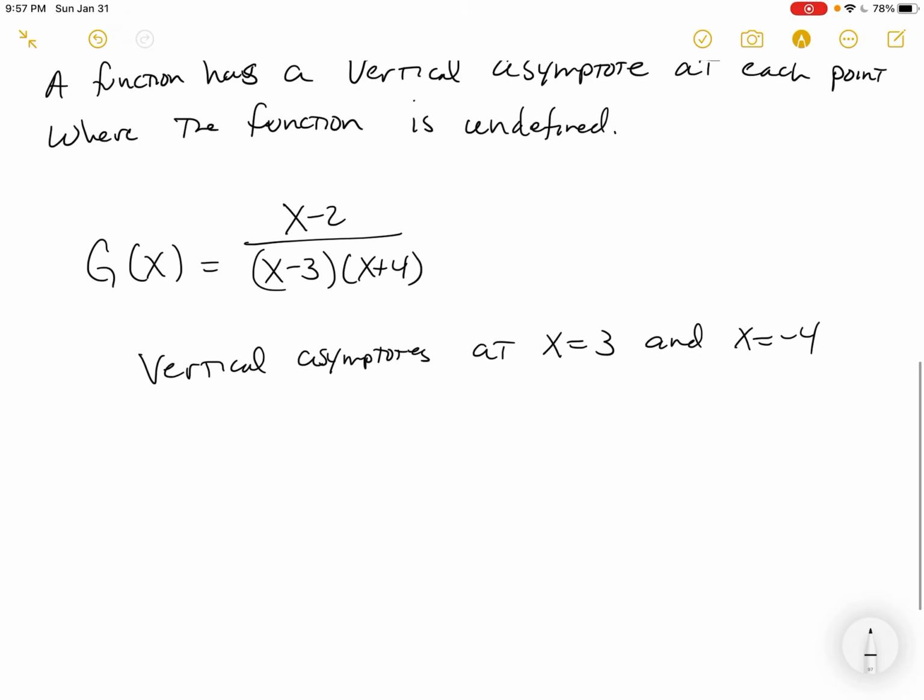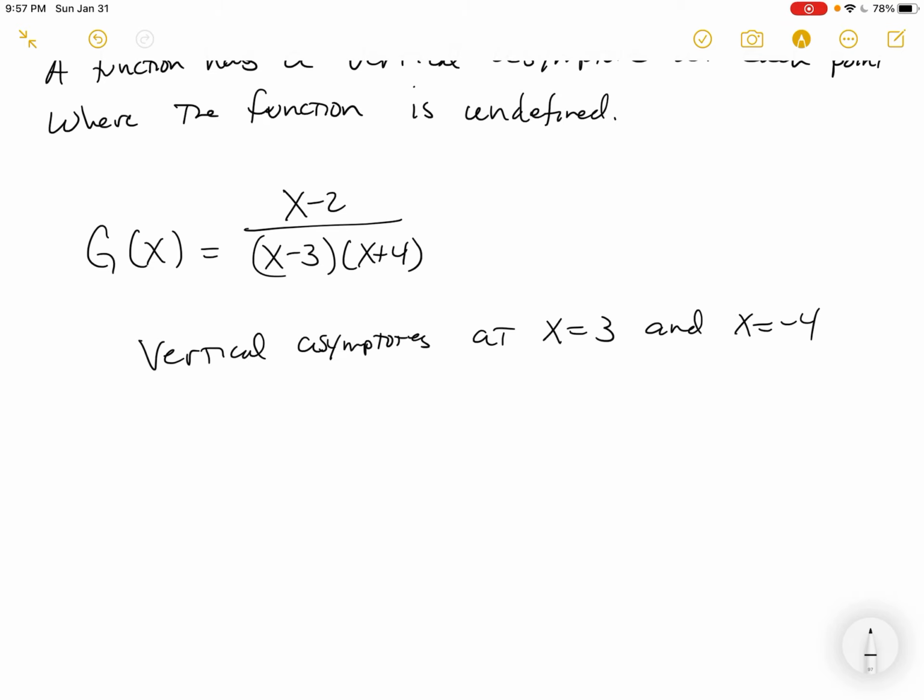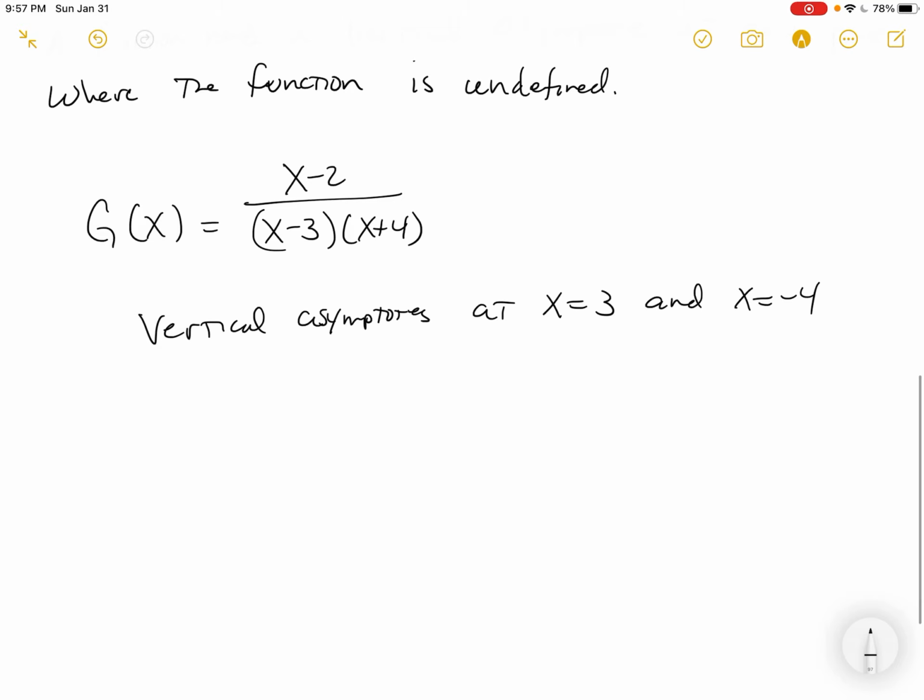Now, what are vertical asymptotes? It's probably bad that they're not having you graph right away as well. Let's take a look at this g of x function. I'm going to show you the graph of it.